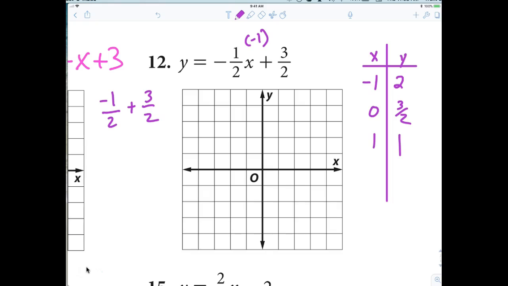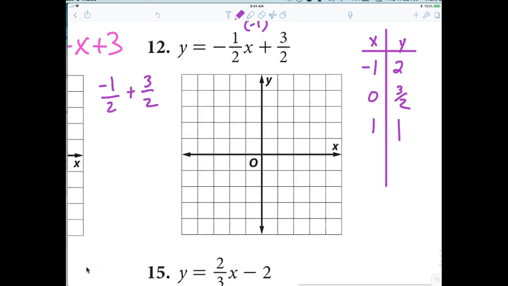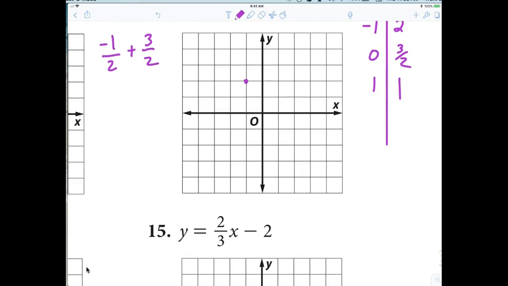Oh. Okay, so now let's plot those points. -1, 2 is here. Now, 3/2 is the same as 1.5. Right? 3 divided by 2 is 1.5. So 0, 1.5 would be right in the middle. And then over 1, up 1. And now you're drawing your line.